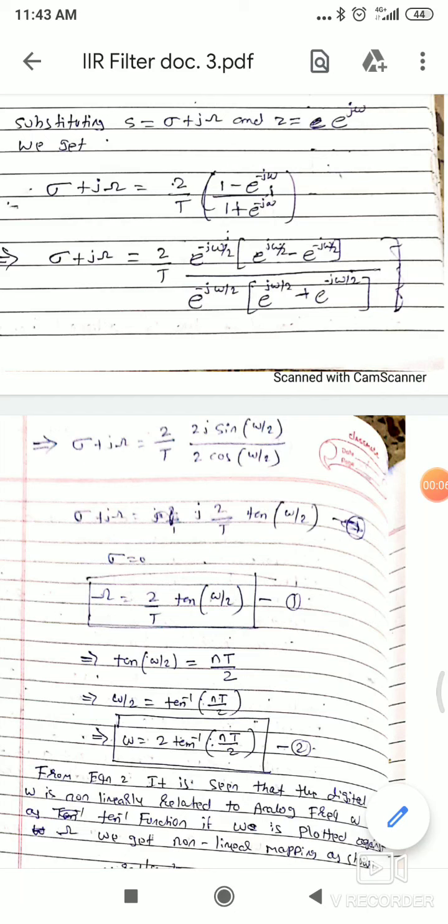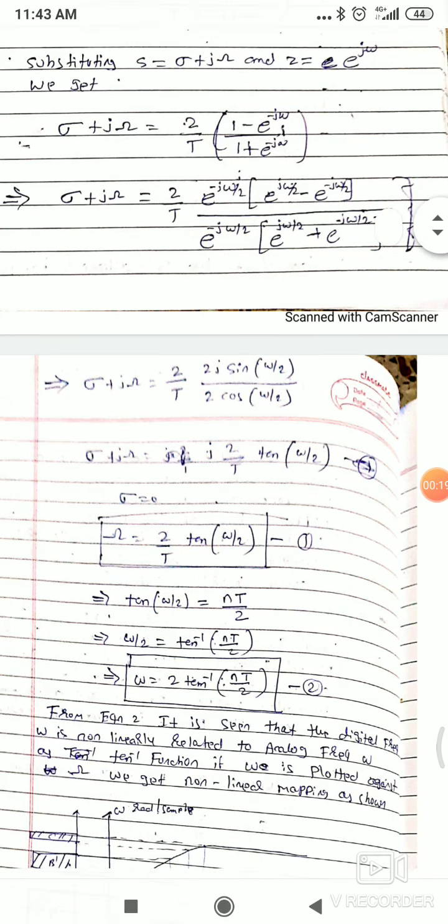Okay, so we'll continue here. Sigma plus j omega is equal to 2 by T e raised to minus j omega 2. Just simplified, just rearranging this, taking common and writing in this form. Okay, so I've written this form.